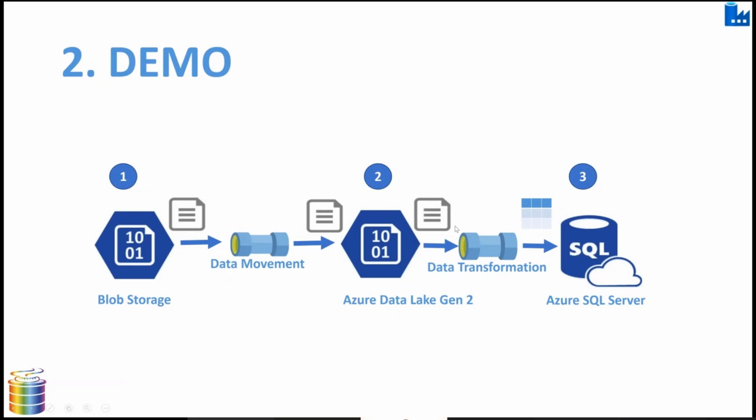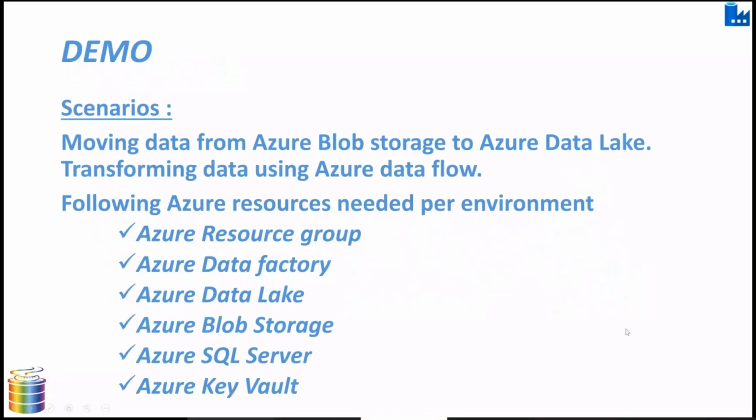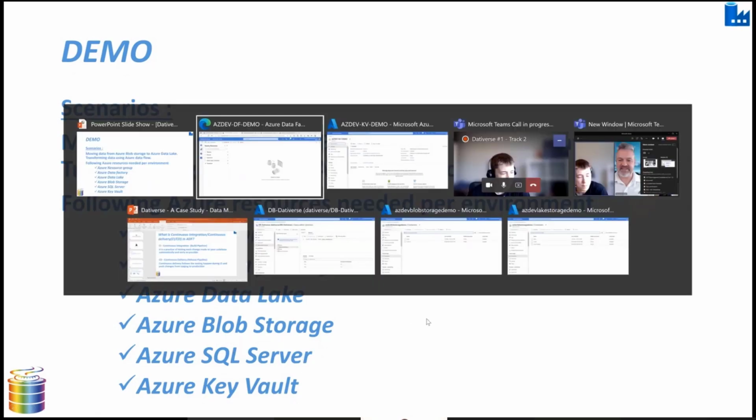Before moving it, it does a transformation using the mapping data flow, and then it moves that file into Azure SQL Server. So this is my data movement, and here is the data transformation. It's moving from blob storage to Data Lake Gen 2 to Azure SQL Server. Here you can see the resources I need to run the end-to-end pipeline successfully: Data Factory, Data Lake, blob storage, SQL Server, and a Key Vault. So let's go back to the demo.